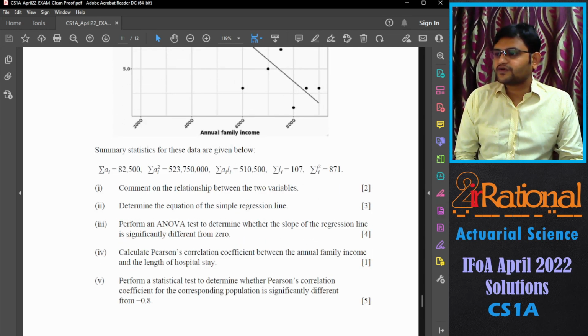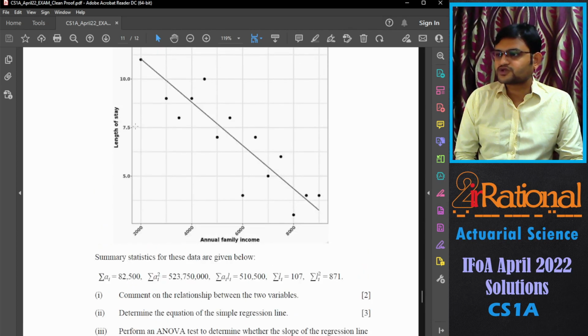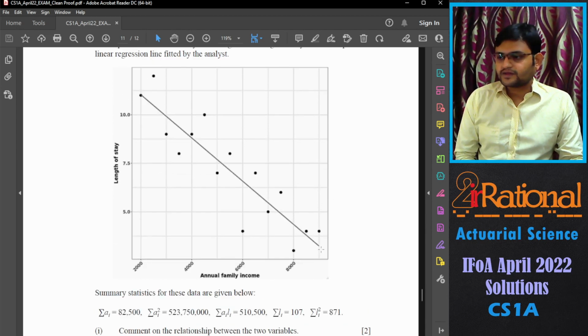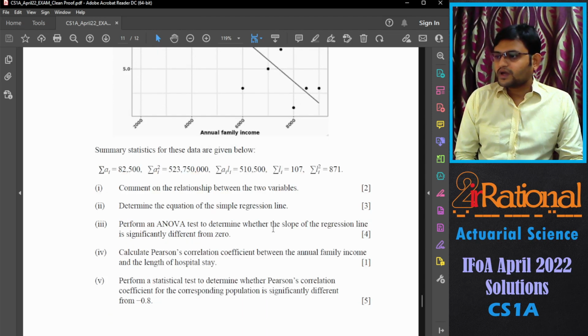So the summary is given and they are asking us first to comment on the relationship between the two variables. So looking at the data, you can say it is negative and it is most likely strong because all of the data is near to the line. Then second, they are saying determine the equation of the simple regression line. Third, perform an ANOVA test to determine whether the slope of the regression line is significantly different from 0.